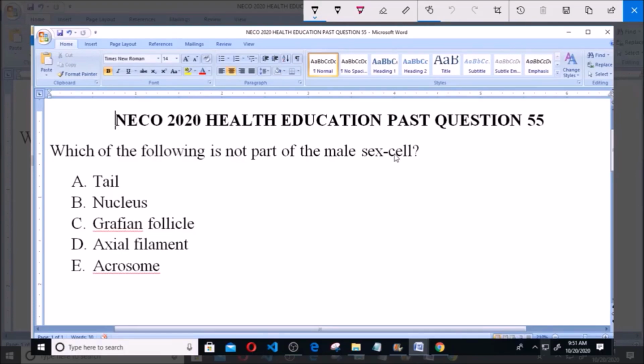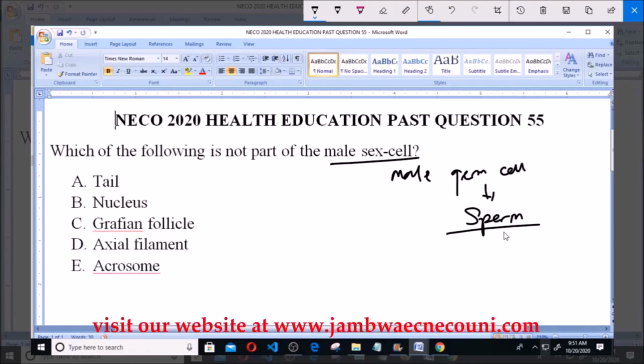Now, when you hear the word male sex cell, it simply refers to the male germ cell. Germ cell is also referred to as the sex cell. The male sex cell or the male germ cell is the sperm, or the spermatozoa, that is the matured male sex cell.